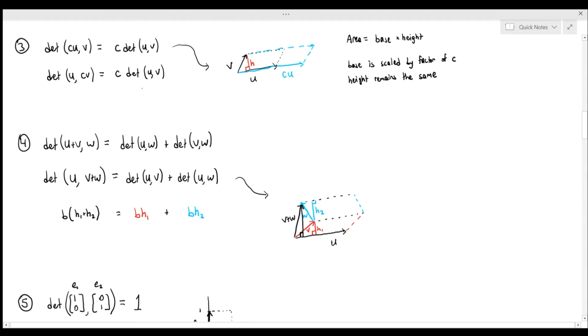Here I tried to draw a little picture of the geometry. Why would this be true? I started in my picture with a vector u and then a vector v. The area of this parallelogram, we can think of as the base times the height. Here I've drawn the height of the parallelogram in the picture.